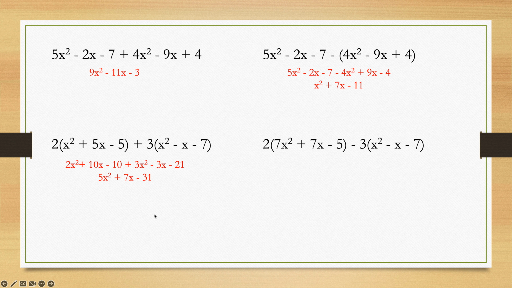And last but not least, we're going to distribute again a 2 and a 3, but this time the 3 is going to be negative. So distributing the 2 would give me 14x squared plus 14x minus 10. Distributing a negative 3, I have to multiply by 3 and negate everything. So that's negative 3x squared plus 3x plus 21. Adding them all up, 14x squareds and negative 3x squareds is 11x squareds. 14x and 3x makes 17x, and negative 10 and 21 makes 11.